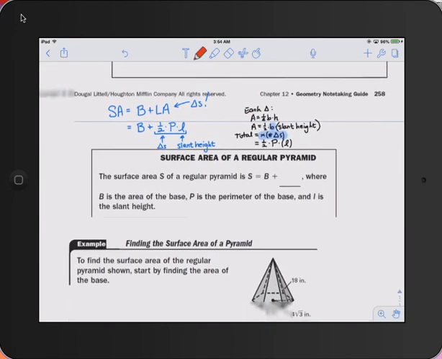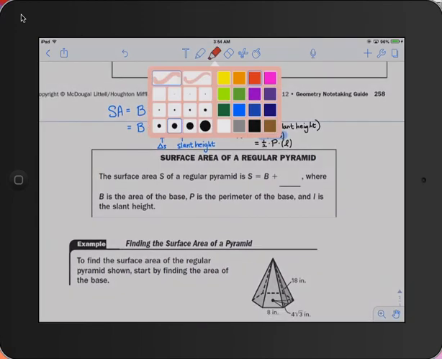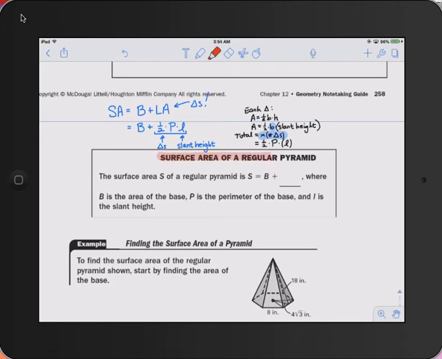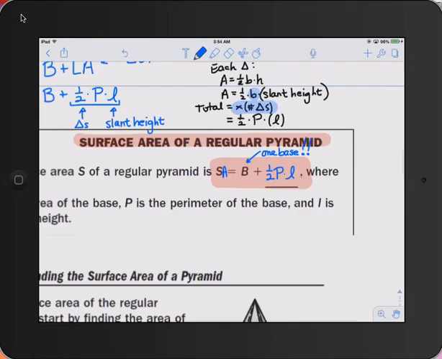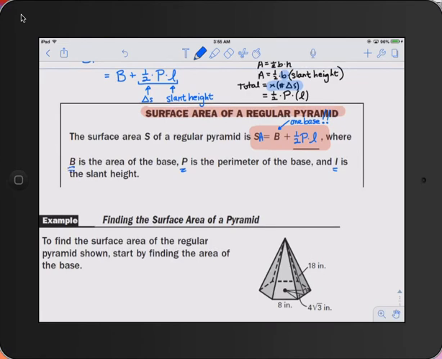Okay, so for a regular pyramid, the surface area is one base. There's only one this time because it doesn't have two bases. Plus the lateral area is 1/2 perimeter times the slant height. P is perimeter, L is slant height. Capital B is still area of the base.